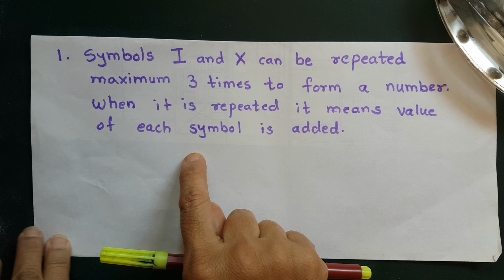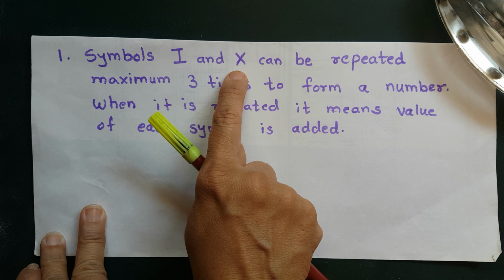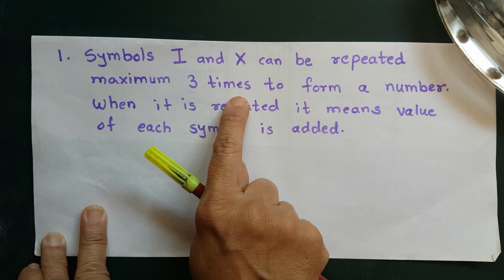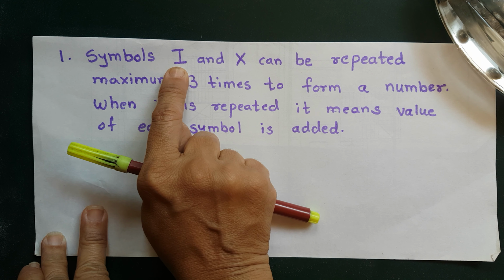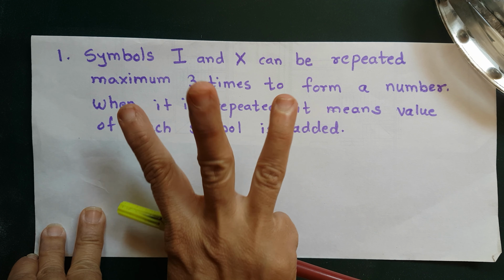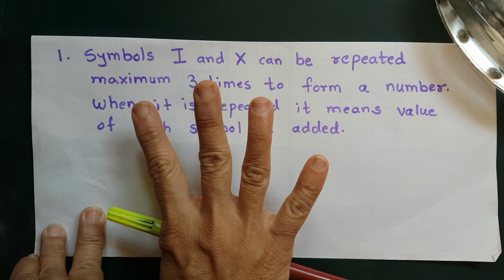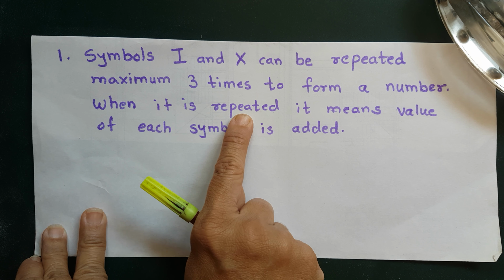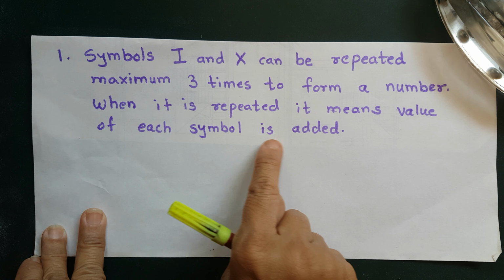Now let's see the rule 1. Symbols I and X can be repeated maximum 3 times to form a number. The symbols that is used as I and X, we can write it 3 times only. We cannot write them 4 times or 5 times. When it is repeated, it means value of each symbol is added.